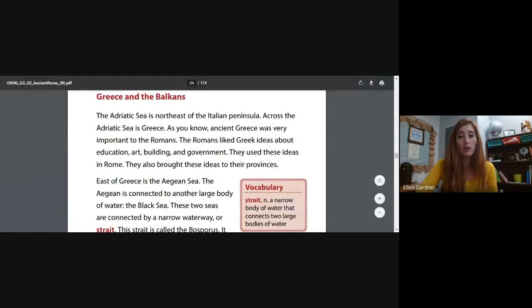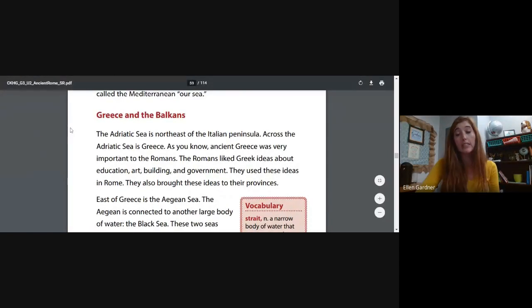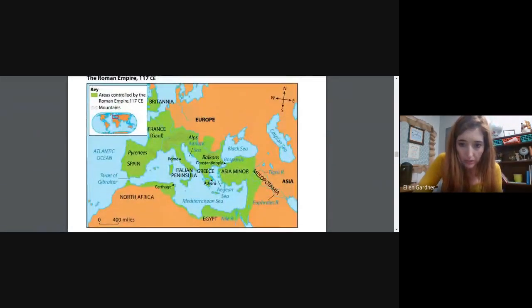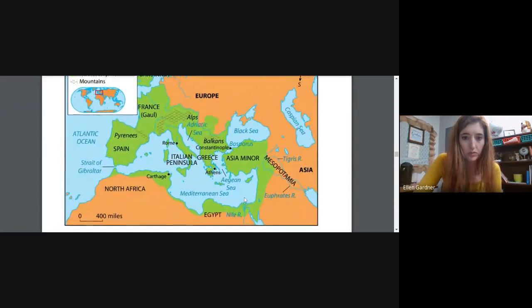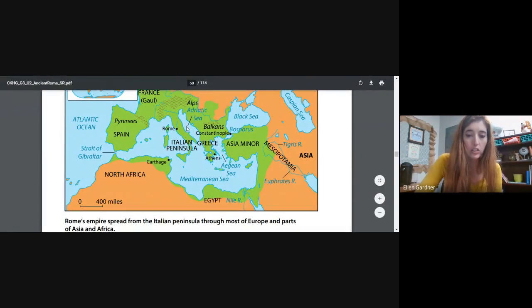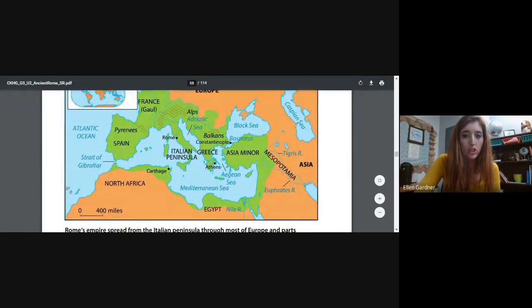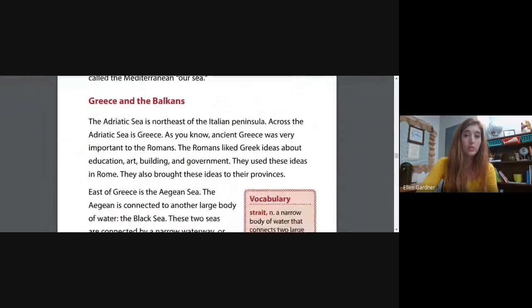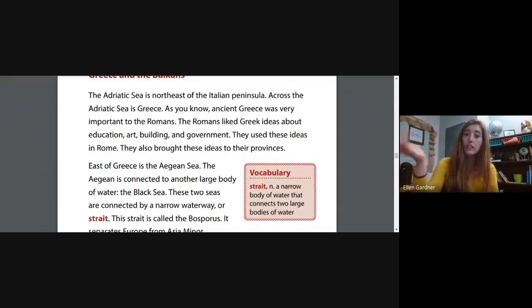Now, Greece and the Balkans. The Adriatic Sea is northeast of the Italian peninsula. Let's look at that Adriatic Sea. Right here. So that's east of the Italian peninsula. And you've learned about Greece in second grade if you were here at our school. So there's Greece that also is bordered by the Adriatic Sea. Across the Adriatic Sea is Greece.